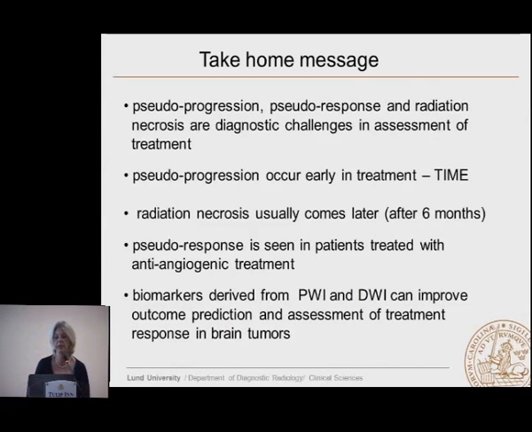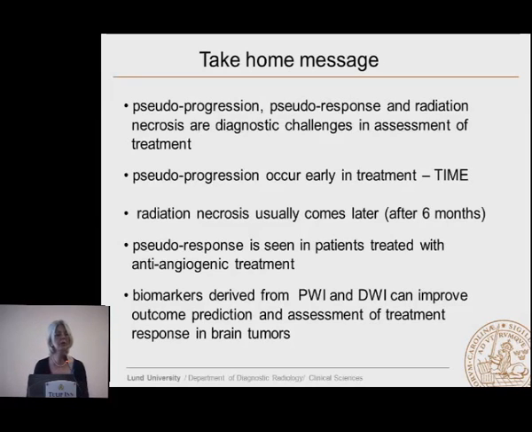So my take-home message is that pseudoprogression, pseudoresponse, and radiation necrosis always are diagnostic challenges for all of us. Pseudoprogression usually occurs early in the treatment, within the first 3 to 5 months. And here I used to say time. If you see a patient and you're concerned, could this be pseudoprogression, maybe just follow that patient. If that patient is doing well clinically, then maybe just follow with a repeated study within a month to see if you would have a decrease of the pathological contrast enhancement. That would be a sign of pseudoprogression. If there is a continuous increase, then you're dealing with a true progression.